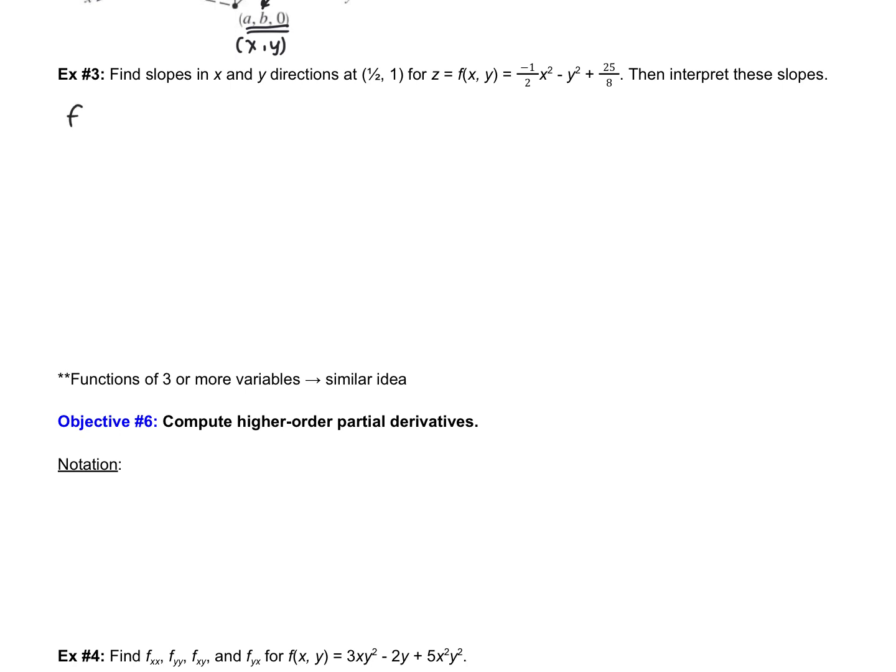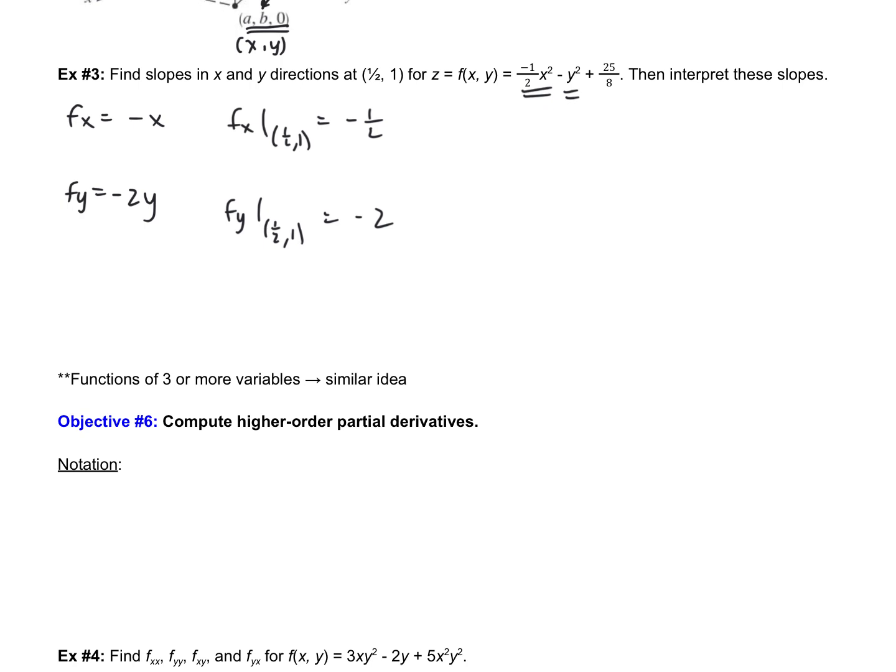So if we start by taking the derivative with respect to x, there's only one term that has an x in it, so everything else is going to drop out and we just get negative x. There's only one term that has a y in it, so our partial with respect to y is negative 2y. So now if we evaluate at the point 1/2 comma 1, we're going to get negative 1/2. And if we evaluate again at the point 1/2 comma 1, we're going to get negative 2.